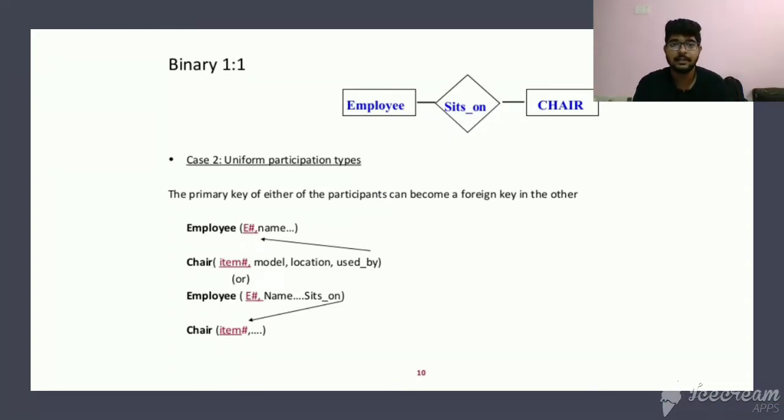Here is another example, binary 1:1. An employee sits on a chair. Case 2, uniform participation types: the primary key of either of the participants can become a foreign key in the other. That means employee name and chair item. The chair has item, model, location, and which employee it is used by. For that, used by will become a foreign key.